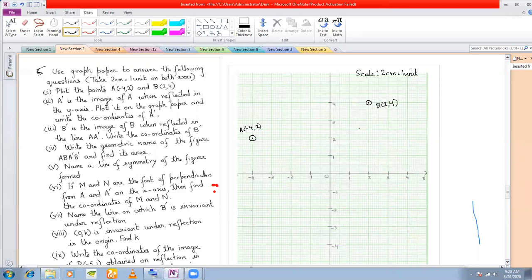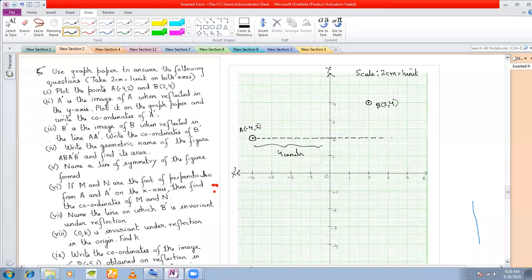Next question is A dashed is the image of A when reflected in the y-axis. Plot it on the graph paper and write the coordinates of A dashed. So this point A is reflected in the y-axis. Which one is my y-axis? This is my y-axis. Okay. When this is reflected, we drop a perpendicular from here. Measure this distance. This distance is how much? 4 units. And then we extend this line such that its length is 4 units.